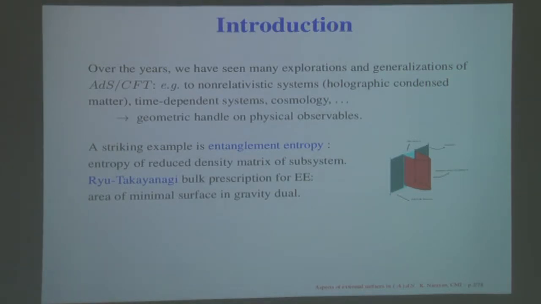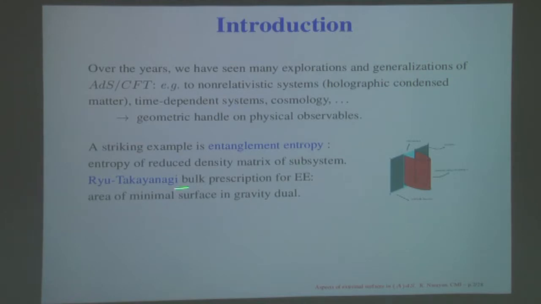This is the entropy of the reduced density matrix of a subsystem. So in this picture, for example, this light blue slice here is like a strip subsystem. This dark blue stuff is the environment. One constructs a reduced density matrix for the subsystem by tracing over the environment. And then the entropy of that is the entanglement entropy of the subsystem with respect to the environment. This is as such a difficult quantity to calculate in field theory.